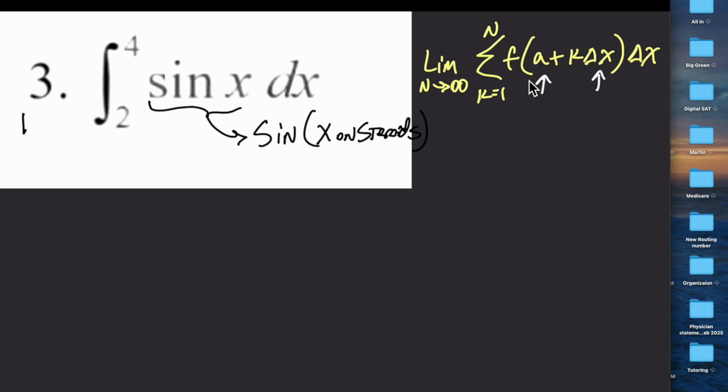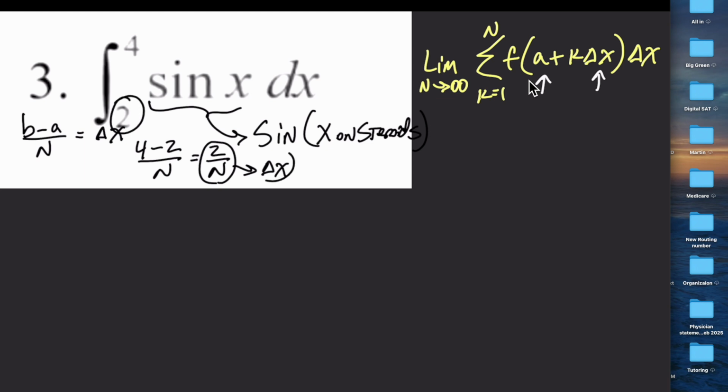Recall that b minus a over n gives us our delta x. We have the a value. The a value is 2. And we have the b value. So we know that b, which is 4, minus a, which is 2, over n equals 2 over n. That is our delta x. So we have our a, we have our delta x. We can now build our f of x on steroids.